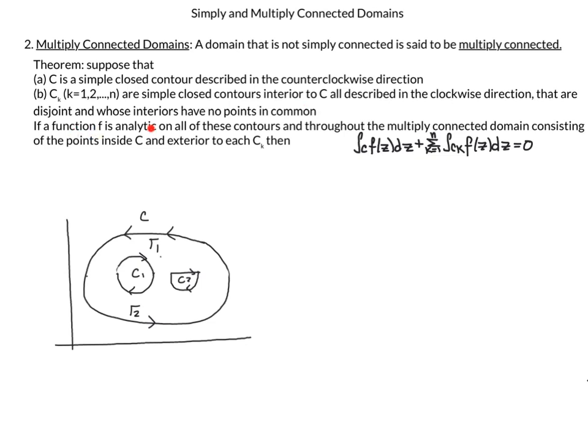If a function f is analytic on all of these contours and throughout the multiply connected domain consisting of all the points inside C and exterior to each C sub k. So I'm going to draw where we're analytic first. We need to be analytic on all these contours, so I outlined that in green. And throughout the multiply connected domain consisting of all the points inside C and exterior to C1 and C2, so we're analytic throughout this space here. So C1 and C2 essentially are contours that surround places that we may not be analytic.